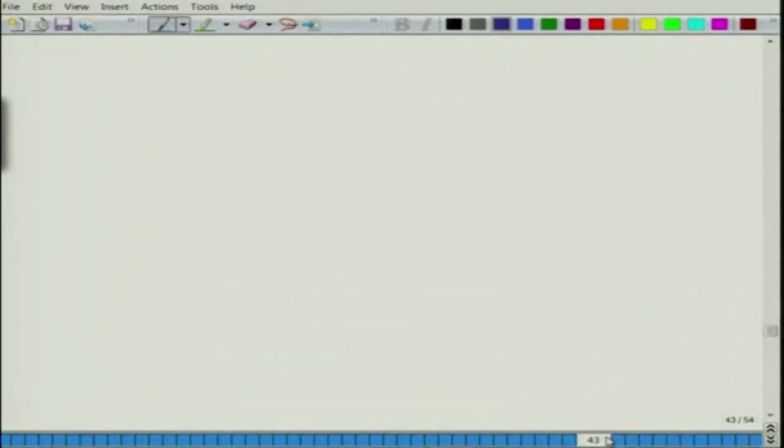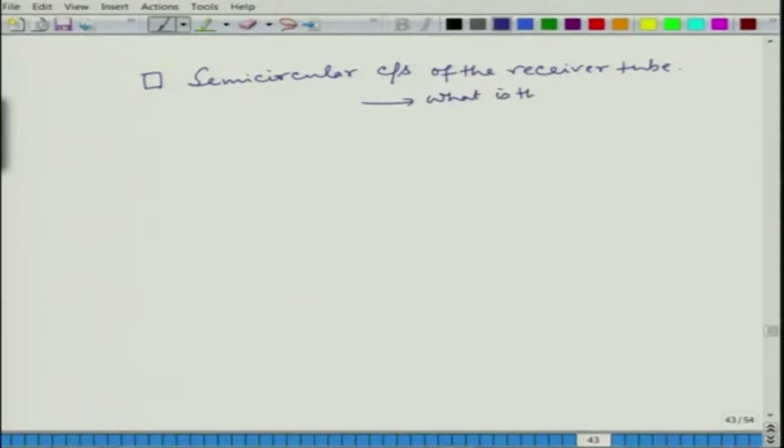Another possible geometry is the semicircular cross section of the receiver tube. Okay. There also we need to know what would be the minimum radius. So, what is the minimum radius for intercept factor equal to 1? Okay. So, here what is happening?